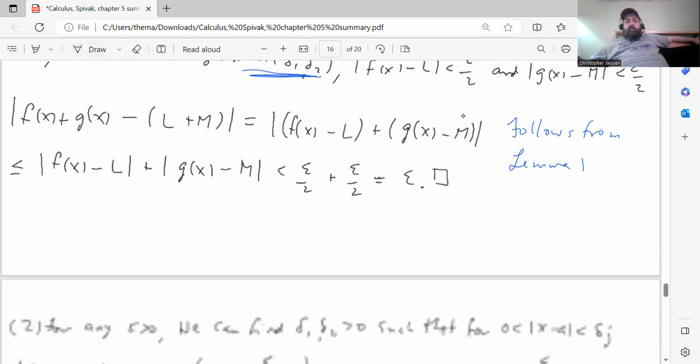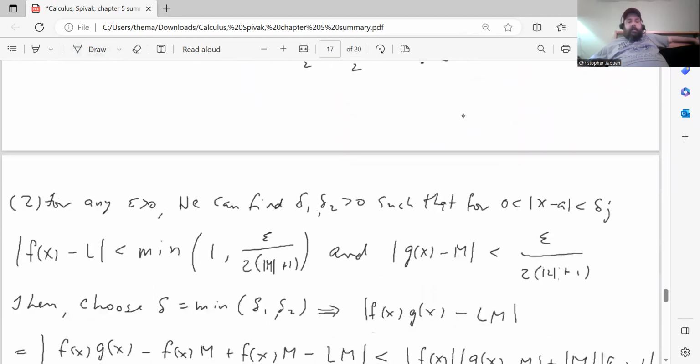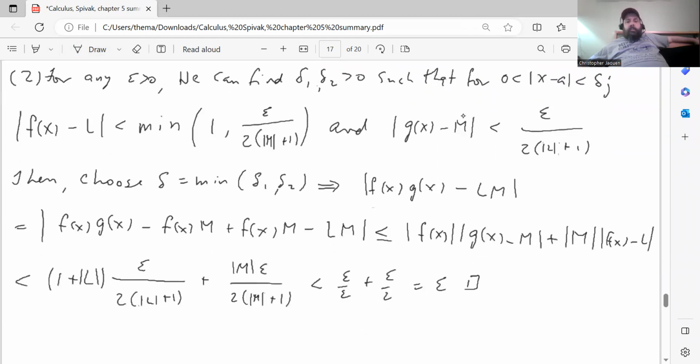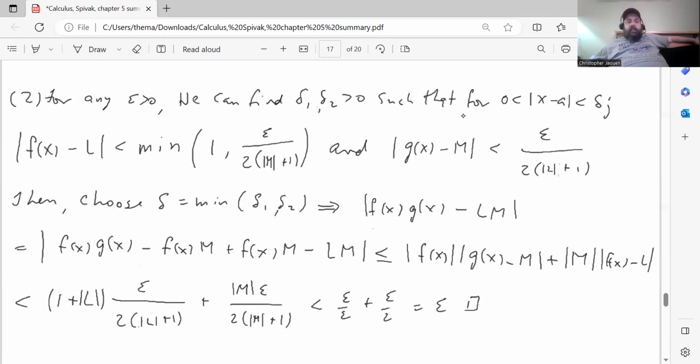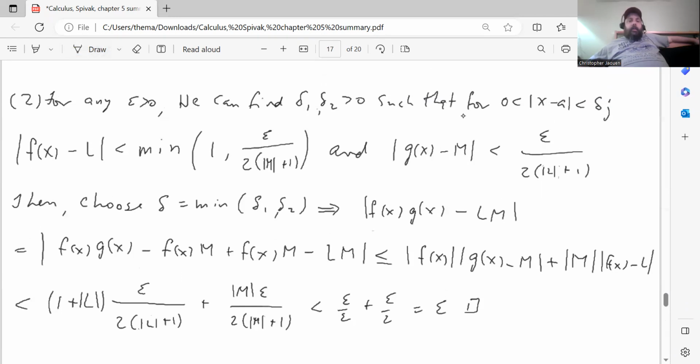And for 2, we're going to rely on the fact that lemma 2 is true, and for 3, we're going to rely on the fact that lemma 3 is true. Okay. So for part 2, for any epsilon greater than 0, we can find delta 1, delta 2 greater than 0, such that for 0 less than absolute value x minus A less than delta j. Again, here, I'm just writing it compactly like that.